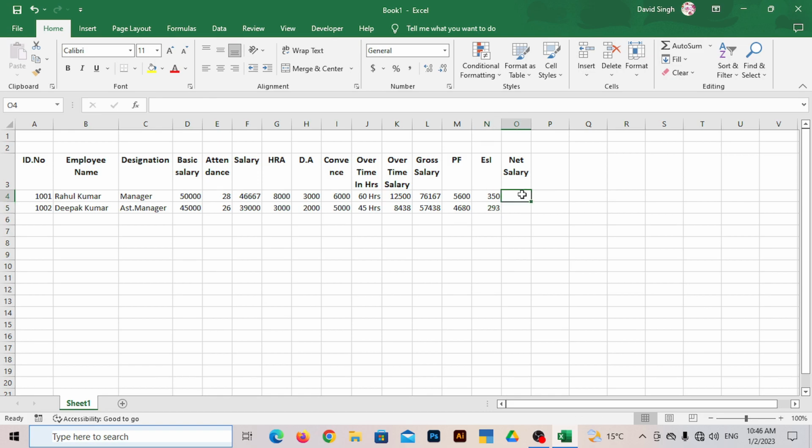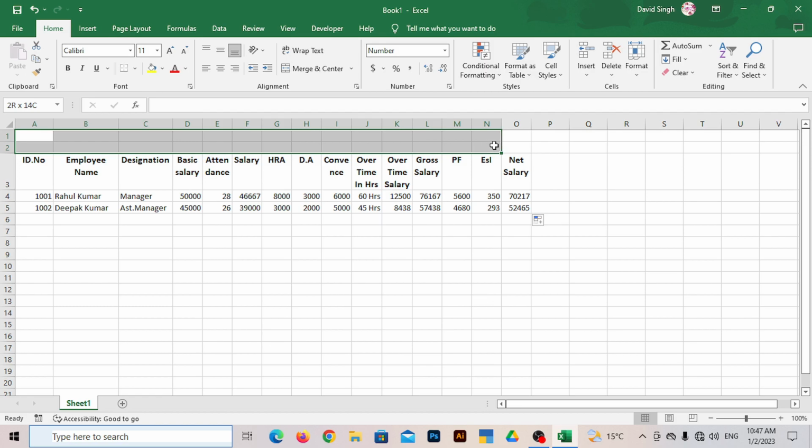What is net salary? After the deductions, we get the net salary. It is the gross salary minus PF and ESI, the balance to pay in the month of December.